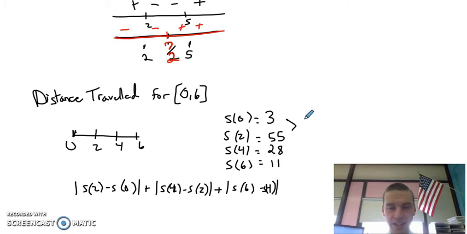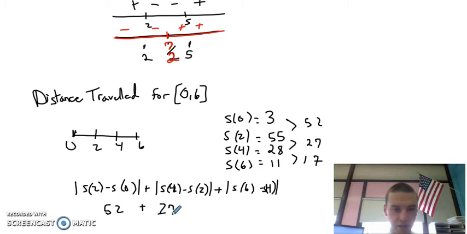And so we know that that distance was 52. That distance is 27 and 17. And so we know the distance here is 52 plus 27 plus 17. And we get 106 units traveled.